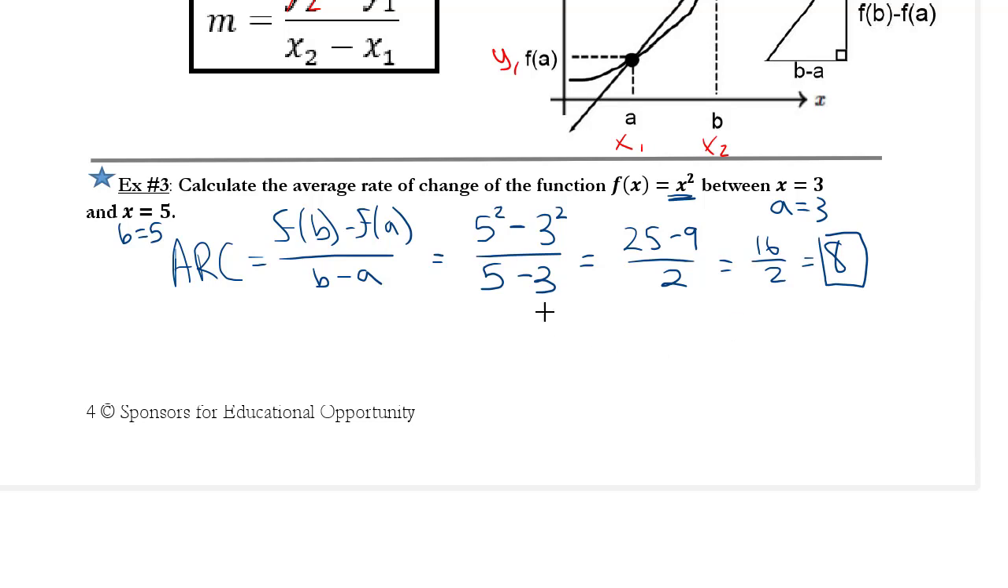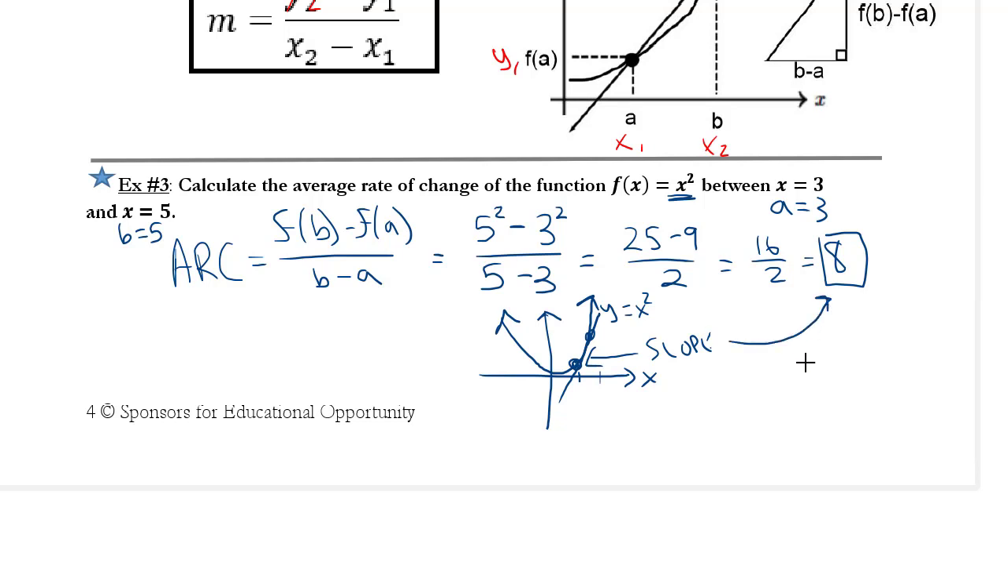And what this means is that if you drew a graph of y equals x squared, something like this, okay, y equals x squared, and I said between x equals 3 and x equals 5, there's the point x equals 3, there's the point x equals 5. If I drew that line, the slope of that line would be 8. And that's the big idea.